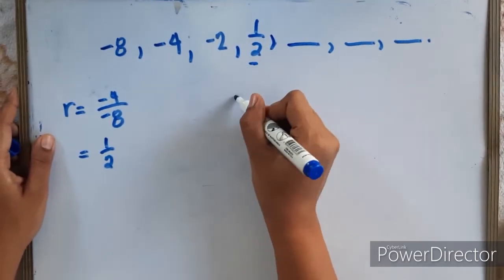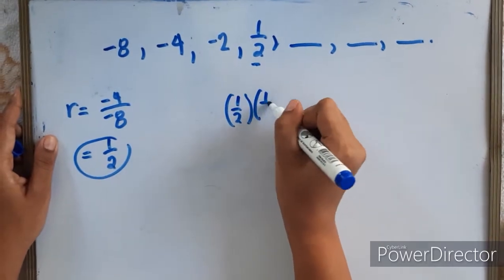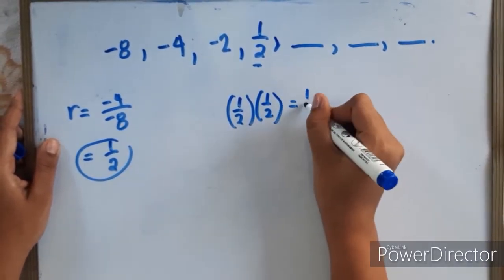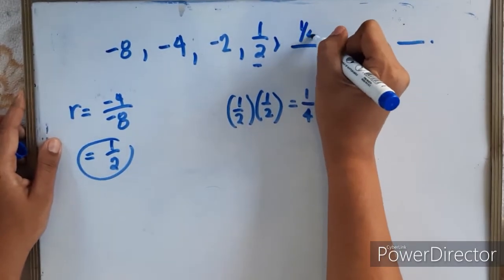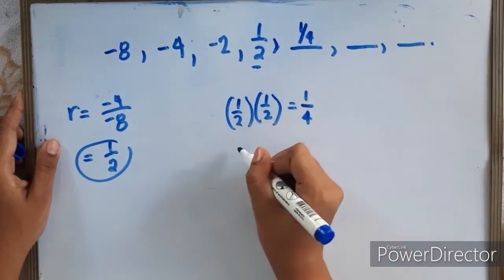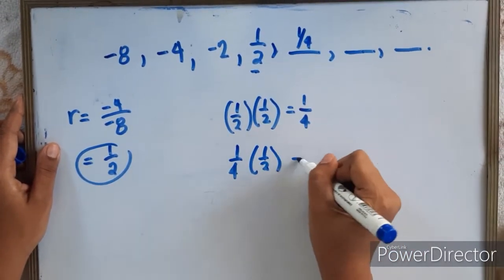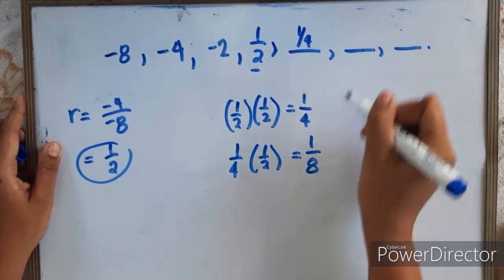1 half times 1 half. Numerator times numerator. 1 times 1 is 1. 2 times 2 is 4. And our next term is 1/4. Okay, next. This 1/4 now is multiplied by 1 half. So 1 times 1 is 1. 4 times 2 is 8. So our next term is 1/8.